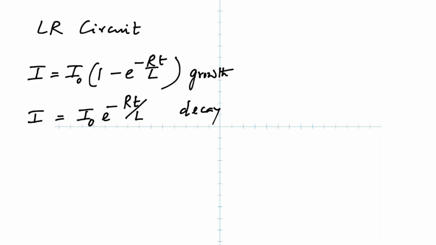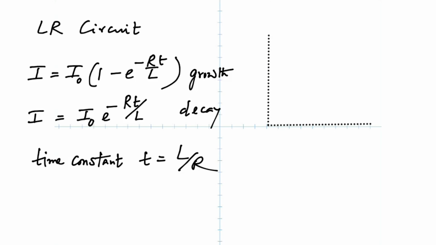So you have the growth and the decay, and then the time constant. Time constant is L by R. Then the graph represents the time constant, represented by tau. It's the time taken for the current to grow to 0.632 of the maximum. With that, we have come to an end.